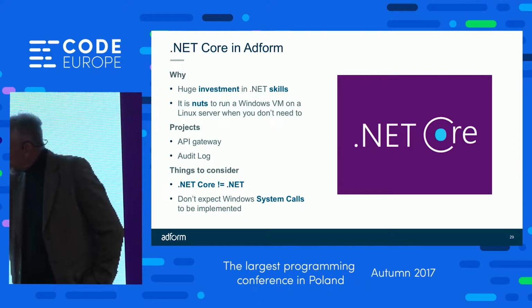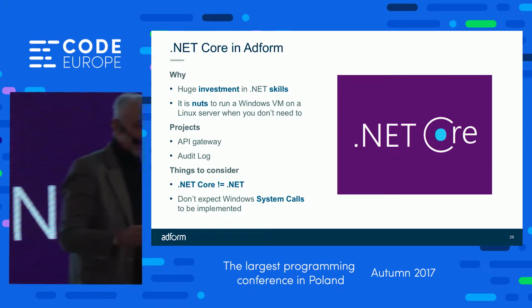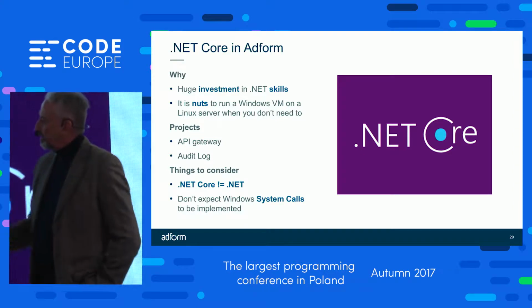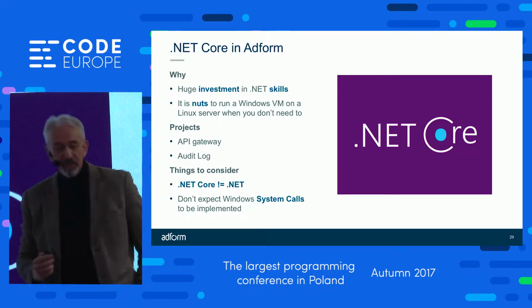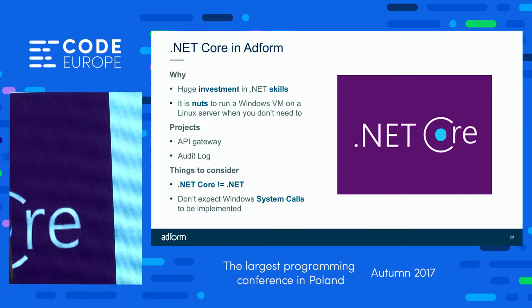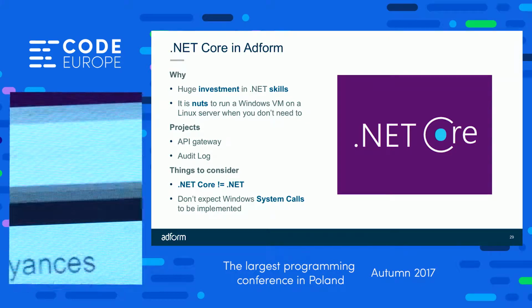So we've jumped into the .NET Core pond in the shallow end. Our API gateway is written in it, and we've just done a new project which is a company-wide audit log. You know, you change a record, you want to know who changed it and what the change was. And we've done that in .NET Core quite successfully, and I'll show you some of the pain points in the next slide. But .NET Core is not .NET. So if you've done something cunning and you've made a Windows system call in your .NET Core code and you've forgotten about it, it's not going to work in .NET Core. So you just have to bear that in mind.